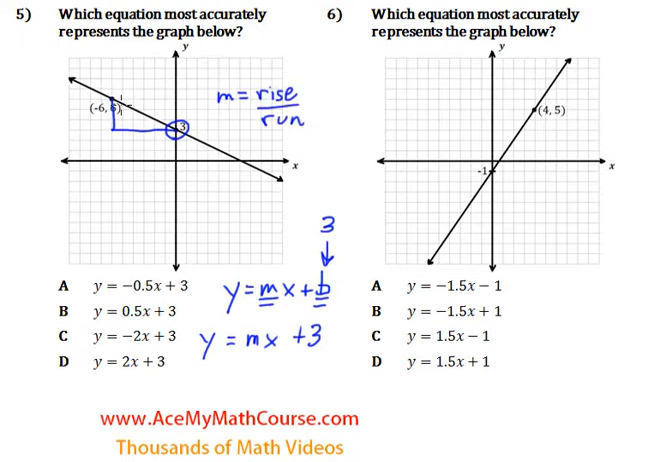So, what is the run? The run is the change in the x value over here. So we're going from -6, that's the x value over here, all the way over to 0 for x. So we're moving to the right by 6 units, and that is the run. The run is 6.